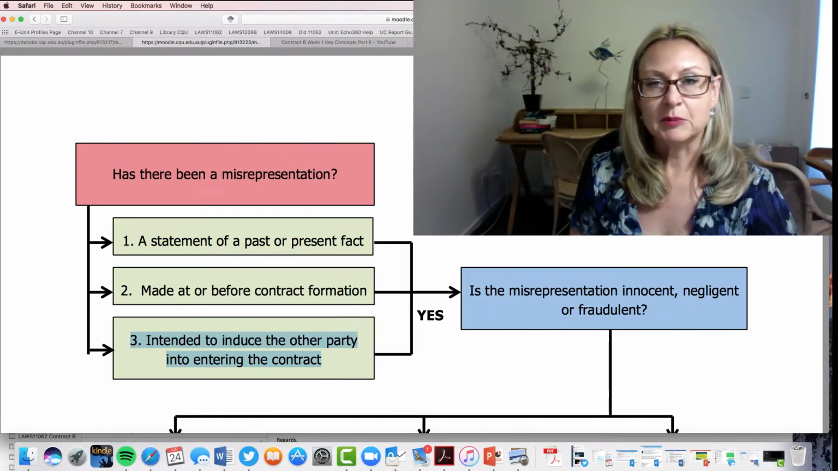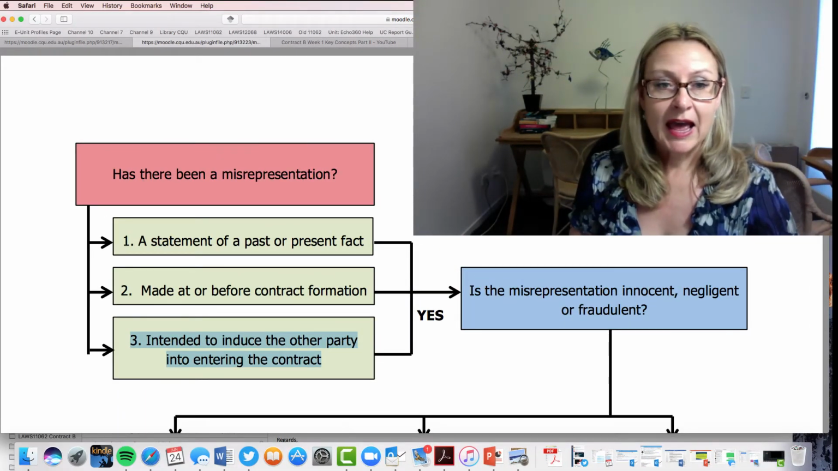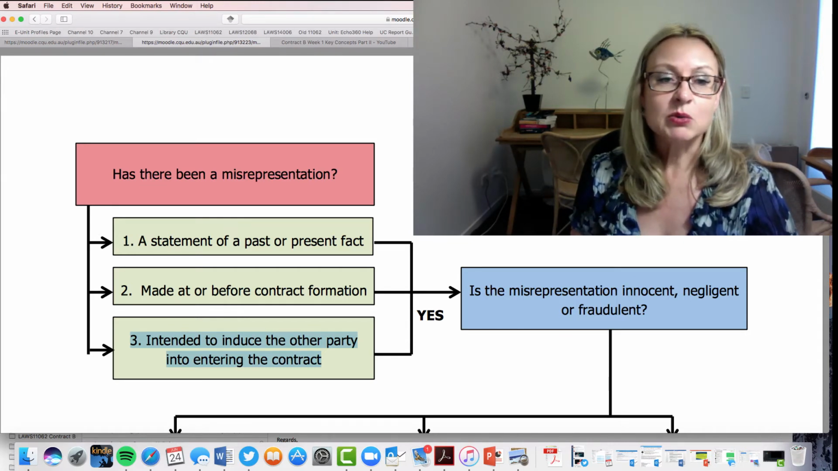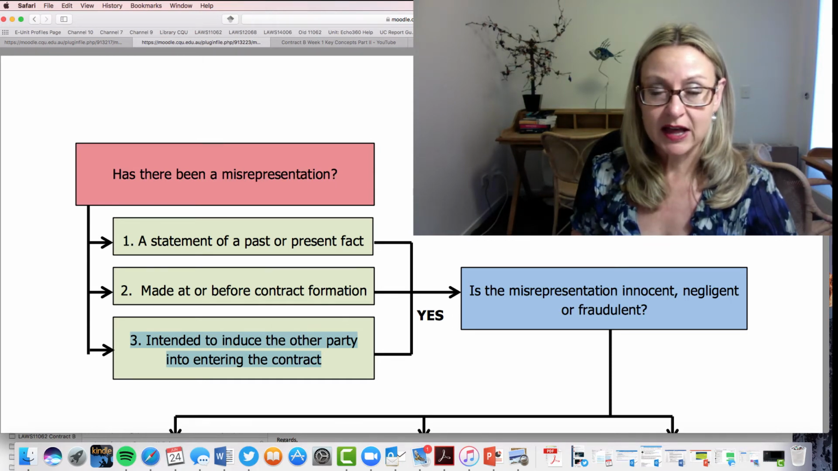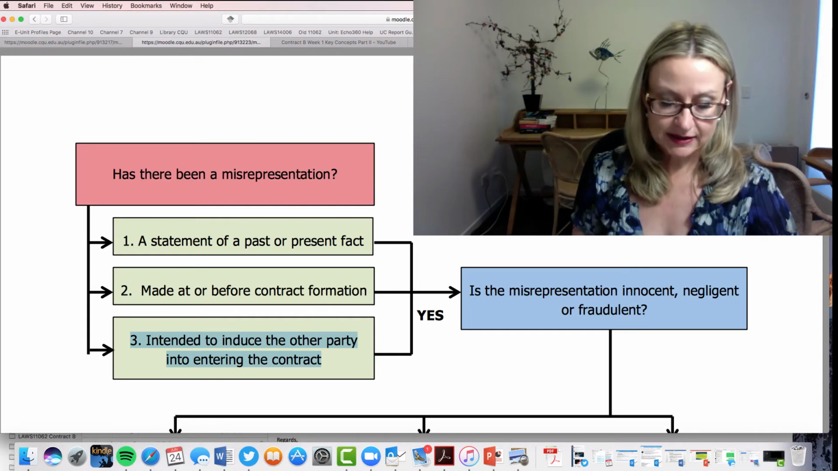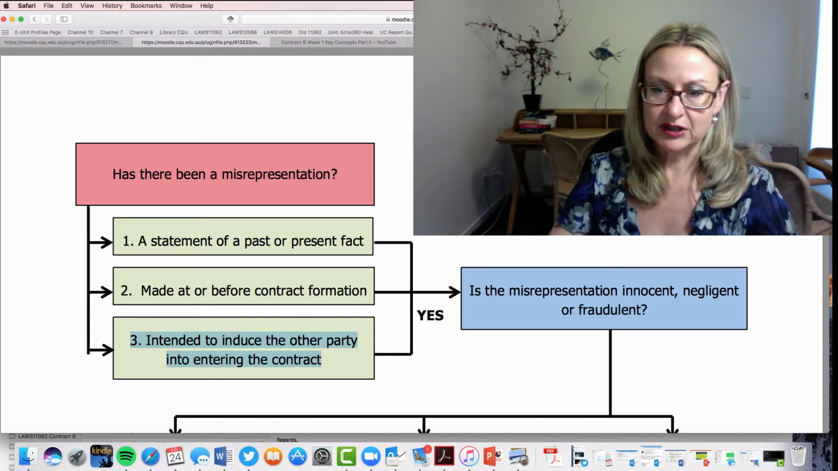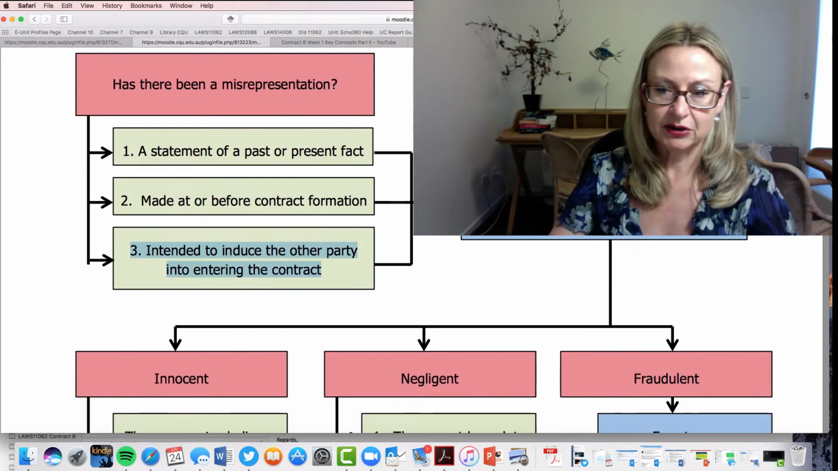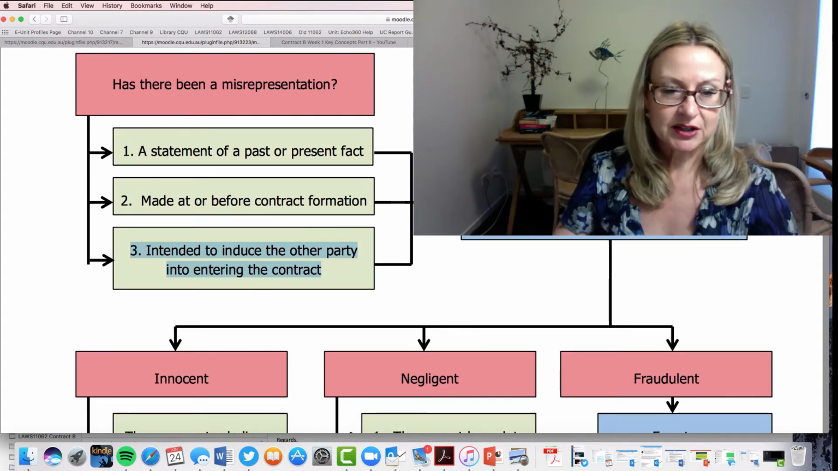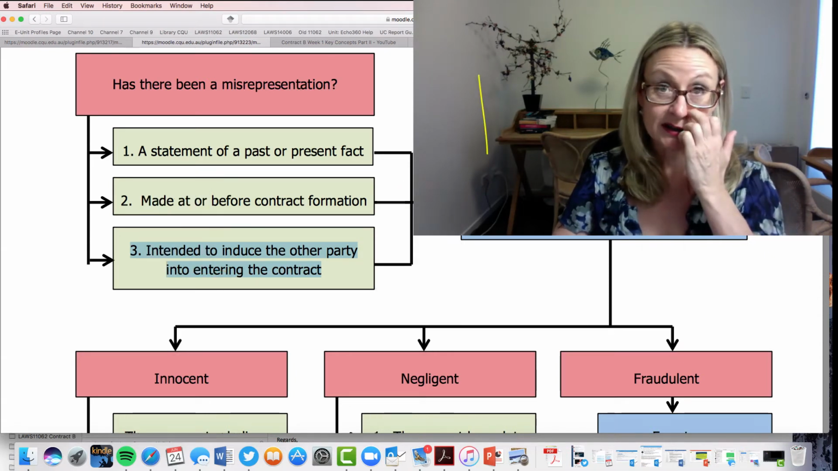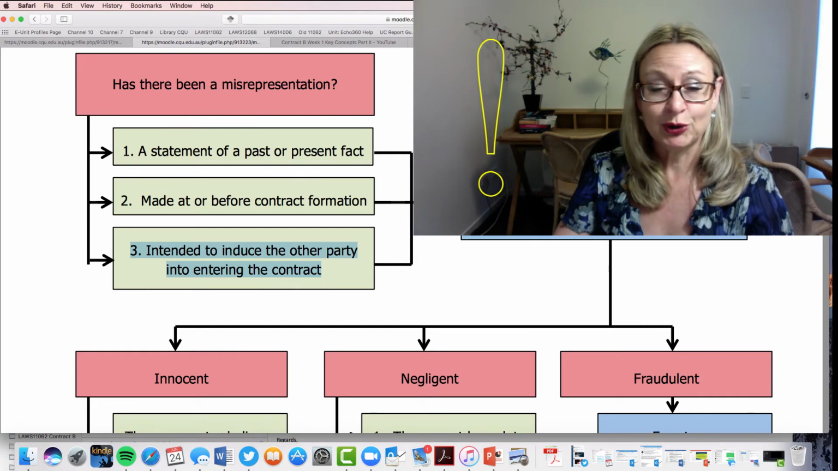So they're the three elements of misrepresentation. And what we need to look at now is the kinds of misrepresentation that can be made, because they will all have a very large bearing upon what remedies your client can seek. Now, there are three kinds of misrepresentation. I'll just flip down here on the flowchart. As you can see, there's innocent, negligent, and fraudulent. So I suppose that's kind of a sliding scale of naughtiness there for you.